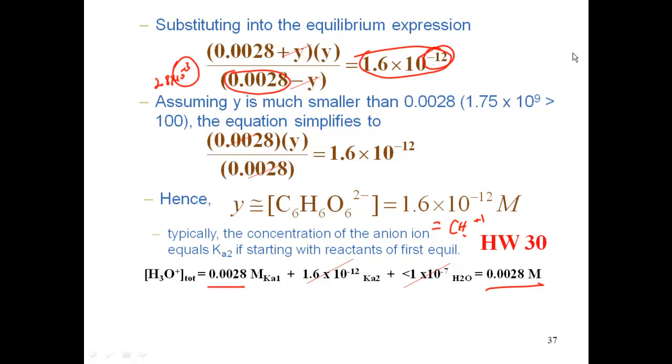As I said, homework number 30 is going to deal with polyprotic species, but the homework questions are what you need to be responsible for. We're not going to go into salts of our diprotic species, etc. We handle that later on in chemistry.